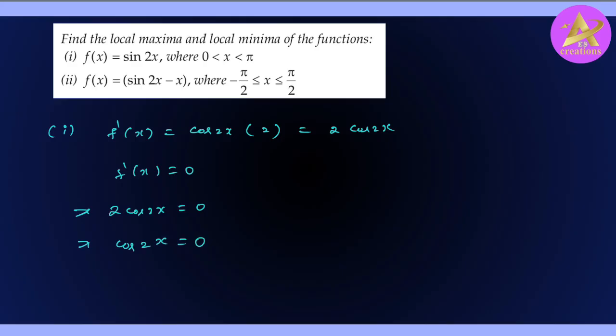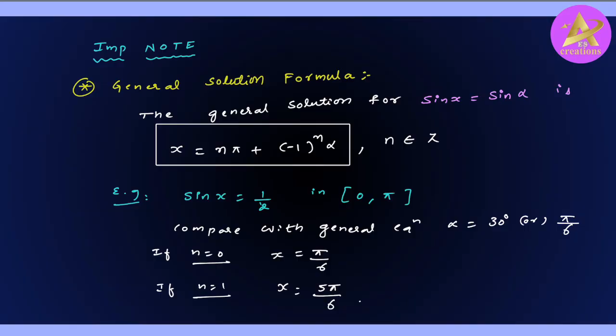Before going to this, I want to tell something. You have to remember this, it is very, very important. General solution formulas: whenever they give sin x equal to sin alpha, we take x equal to n pi plus minus 1 power of n alpha, where n belongs to any integer. For example, sin x equal to 1 by 2, and we have to find x values in the interval 0 to pi. What you have to do is compare with the general form. Sin alpha is equal to 1 by 2. We have to find alpha.